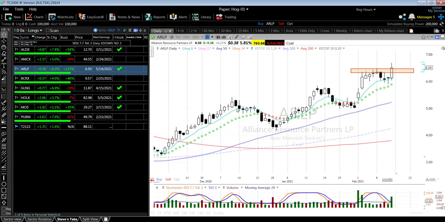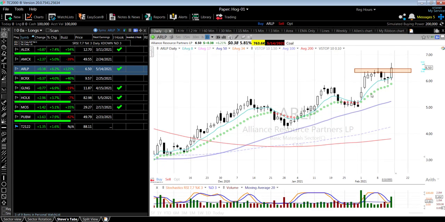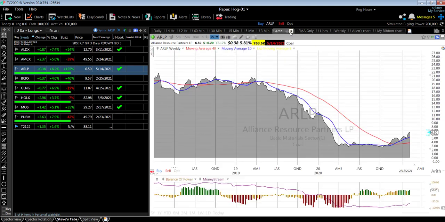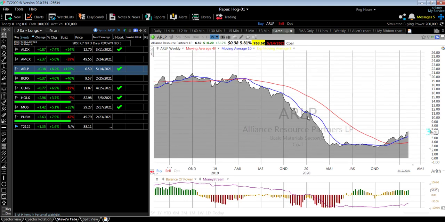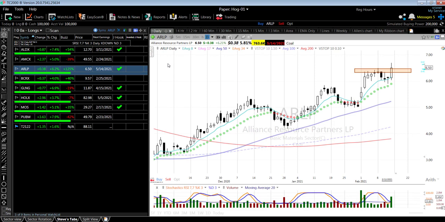ARLP, Alliance Basic Materials. This is coal. I'm surprised to see that, but a move in this would be my buy area here. There's about a 6 1/4 or so area. There's a lot of room to the upside. I think a move to 10 could be in the cards. Probably not in a straight line, but a zigzag up there, it could over the next couple of weeks be pretty reasonable.